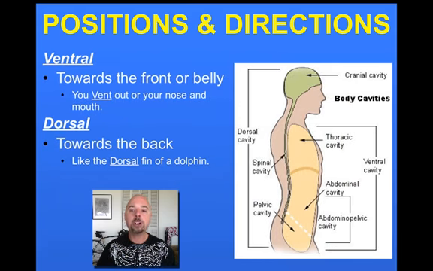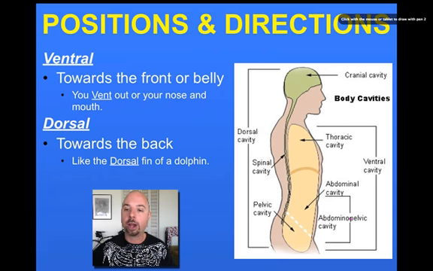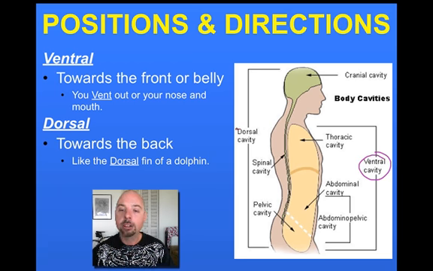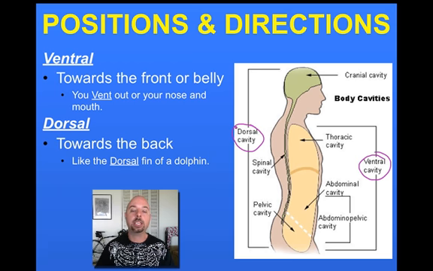Now our two last terms I want to talk about are ventral versus dorsal, and these kind of take the place of front versus back. Ventral is towards the front or the belly, the abdominal cavity, and we can see this in our diagram right here. Here's our ventral cavity, versus our dorsal cavity is on the back, or the back side of our organism.